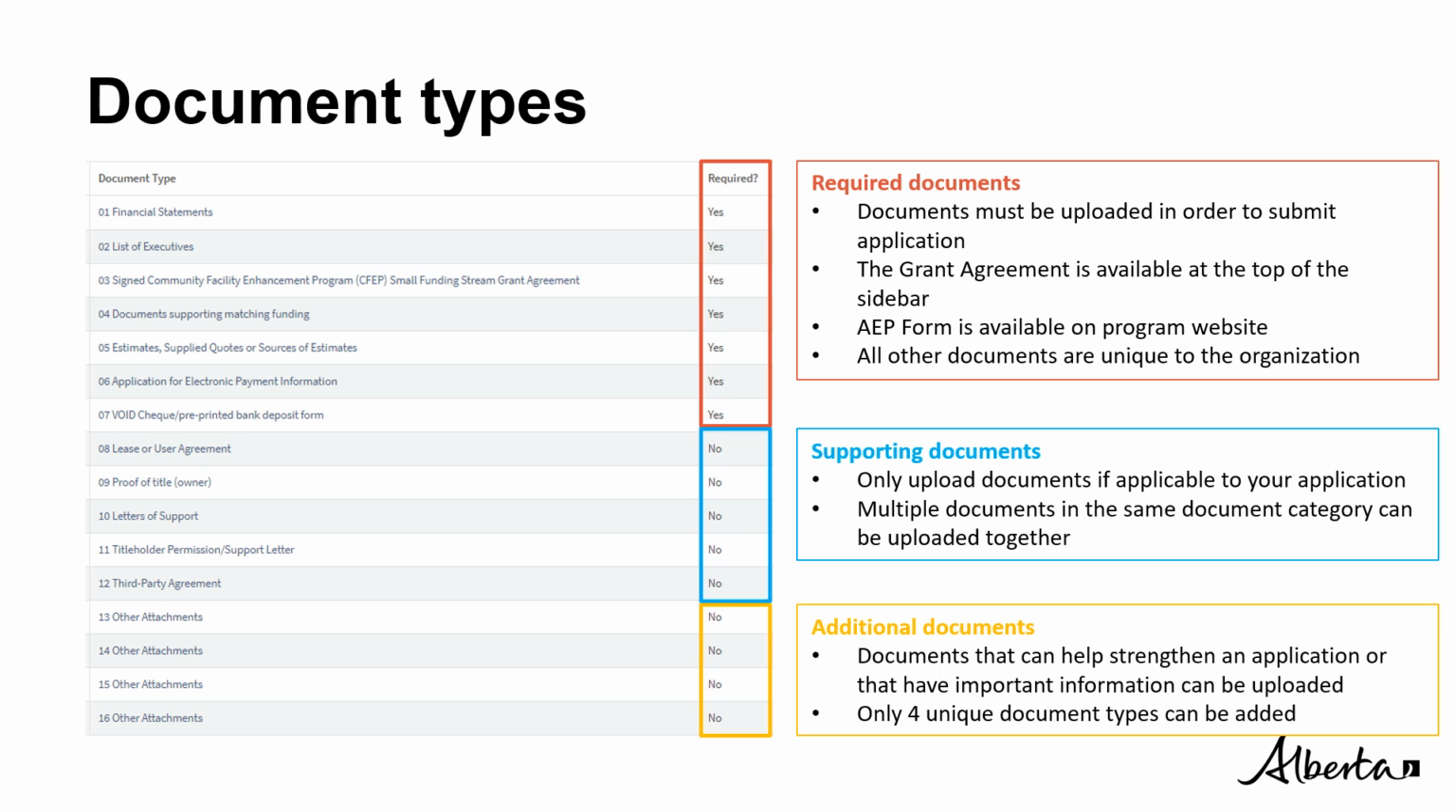Lastly, there is an additional space for you to upload a maximum of 4 additional documents. This could include a project schedule, drawings, research, community surveys, and so forth. Please note, these are not a requirement when submitting an application. To upload a document, click the document type.